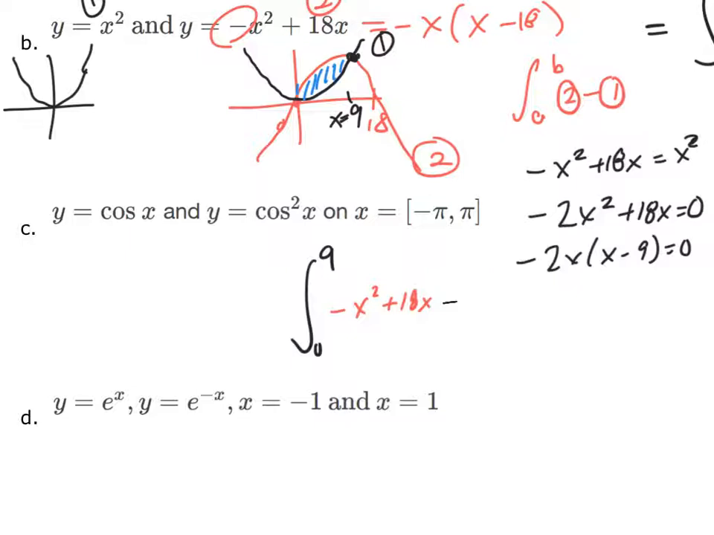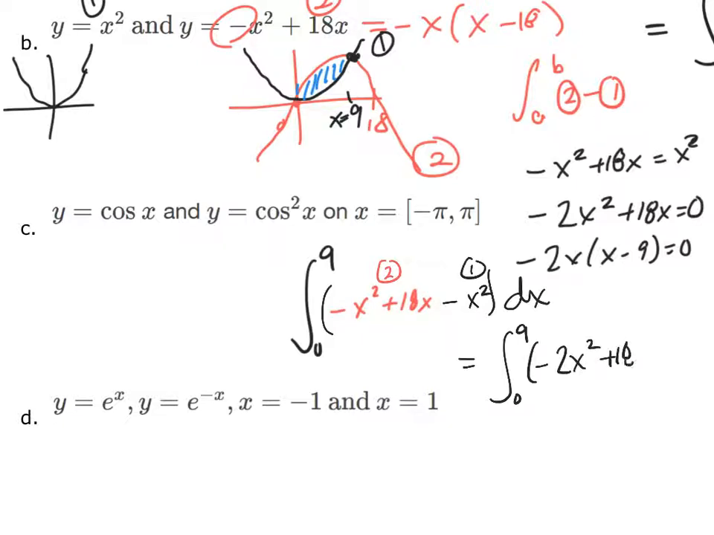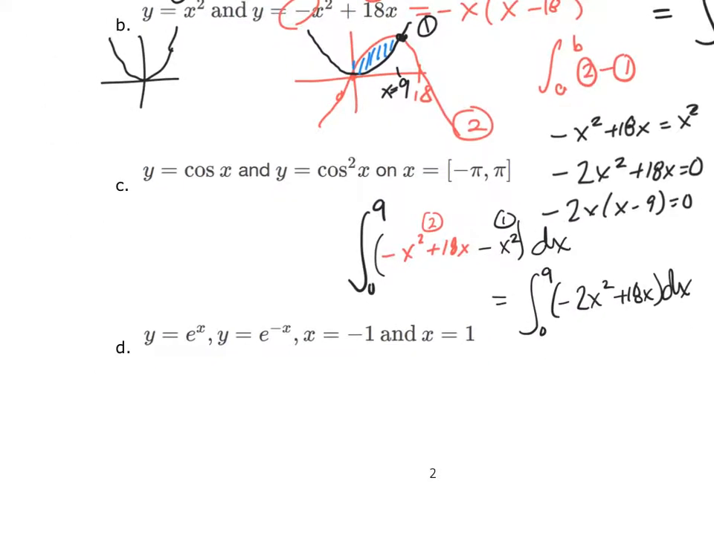And then minus my second equation, which is x squared dx. So my second equation was above the first equation, so it'll be the second equation minus the first equation. And so what this will end up being is integrating from 0 to 9 of negative 2x squared plus 18x dx. So go ahead and integrate that and let me know what you get. And if you're done with that one, you can go on to C and D, please.